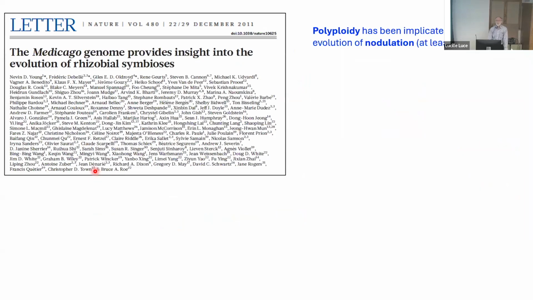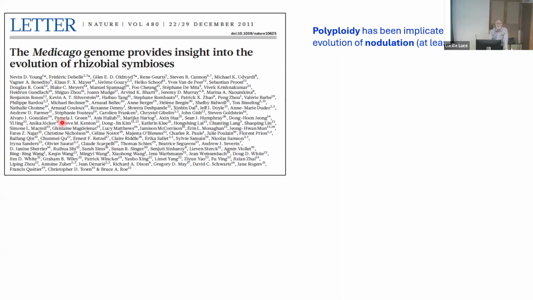So I haven't told you about polyploidy yet. The polyploidy angle here is that people have speculated for many years that polyploidy within the legumes, which was known to occur, had been implicated in the evolution of nodulation. So this is the Medicago genome paper, 2011. When the Medicago genome was sequenced, it was found, not surprisingly because of previous work, that the genome was structured showing evidence of a whole genome duplication, shared with other legumes as well.